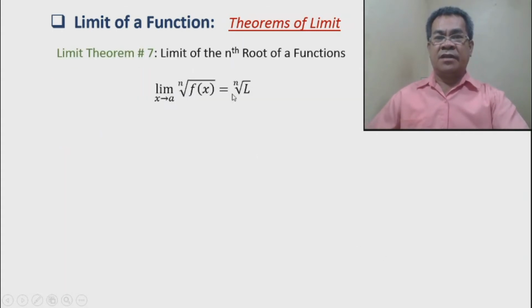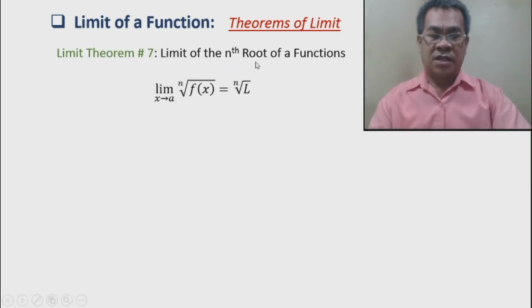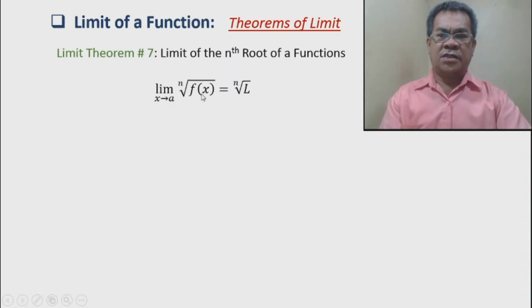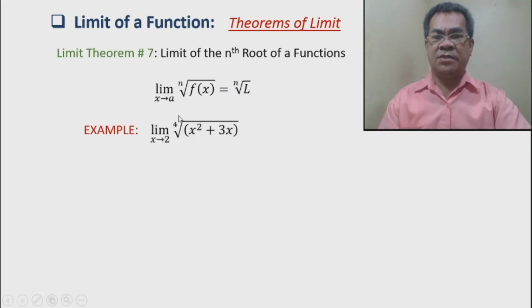Now, number 7, the nth root. If we have a radical expression, the n is actually the index of the radical. In this case, nothing to worry about, you can insert the limit inside, then evaluate, and we have the nth root of L. That's it. So for example, you have this one.